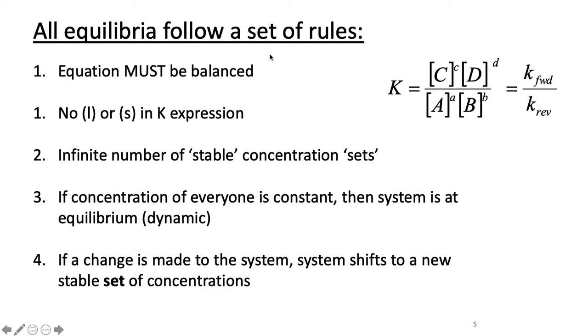All equilibria follow a certain set of rules. The first one is that the equation must be balanced, and you can see why, because the molar coefficients appear up here on top, and so if you don't have a balanced chemical reaction, you will have the wrong numbers for the powers that go with each concentration. Therefore, the chemical equation must always be balanced. That's the first thing you need to look at: whether the reaction is balanced or not.